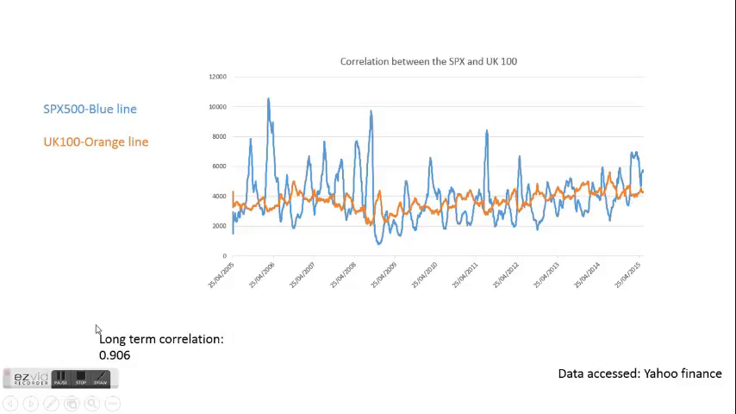And for those who like maths, the long-term correlation is 0.906. That's Pearson's correlation coefficient, with the maximum being 1. The maximum correlation is 1, which means they're always moving together. And this one's 0.906, so they move together fairly often, as you can see on the graph.